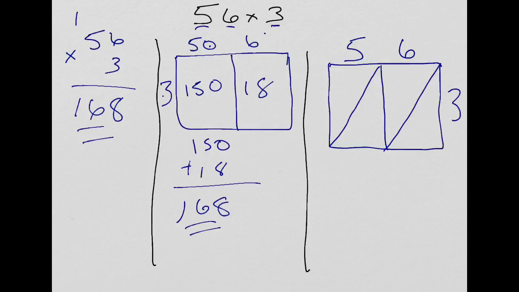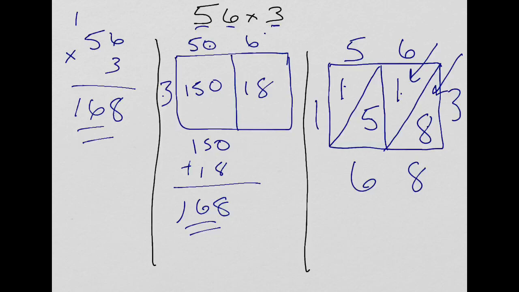I will take the 3 times the 5 and put the tens place there, the ones place there. And 6 times 3, I'll put it like that. And then I'm going to add down these diagonals. So 8 is just 8, there's nothing there. This one is 1 plus 5 is 6, and then 1 is just 1. So this one is also 168.